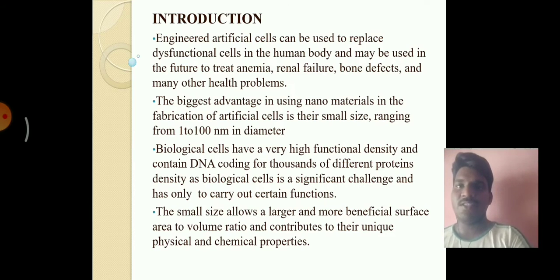The biological functions have very high functional density and DNA coding for thousands of different proteins. Like our biological cells, these artificial cells also have similar functional density, and they have DNA coding for different proteins to carry out certain functions as biological cells do. The small size allows a larger and more beneficial surface area to volume ratio and contributes to their unique physical and chemical properties.